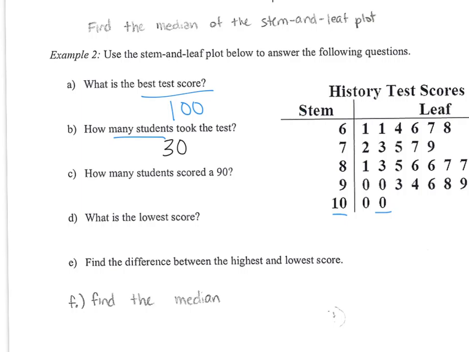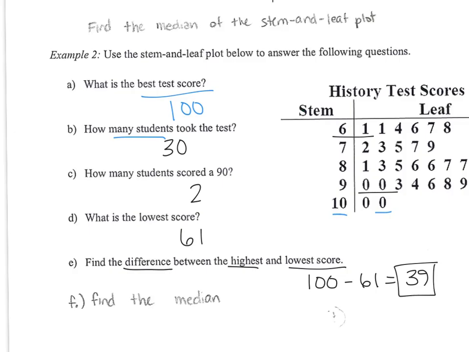How many students scored a 90? 2. What is the lowest score? A 61. Find the difference, so subtract the highest and the lowest score. So the highest is 100 and the lowest is 61. So the difference is 39. And the last one, find the median.